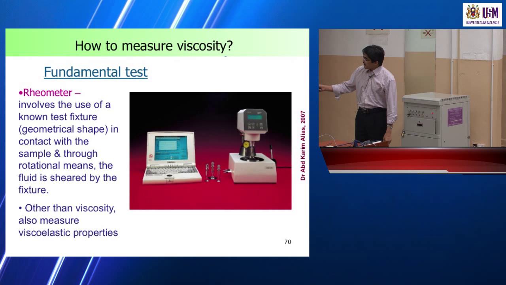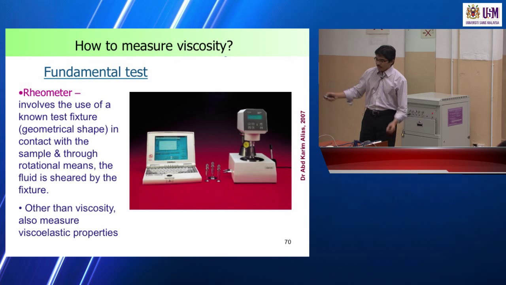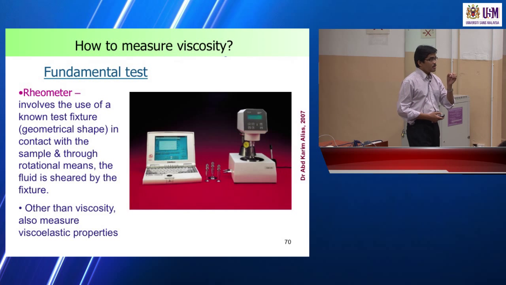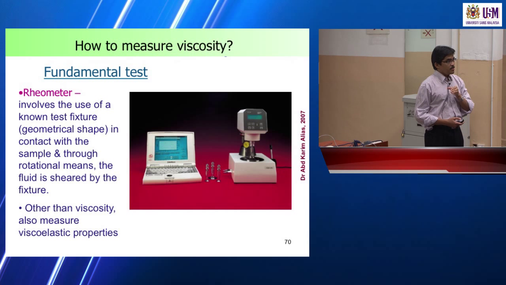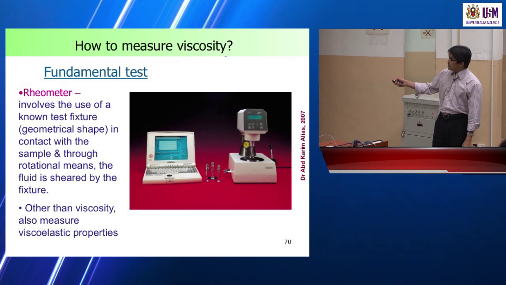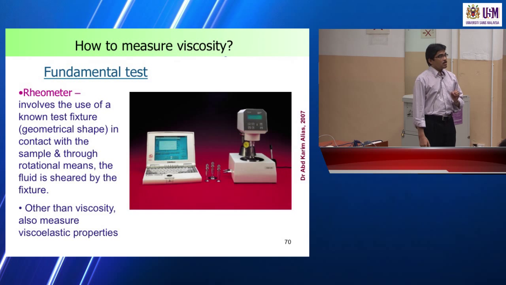So we put a sample on the platform here, and we put the geometry. Bring down the geometry to touch the sample, adjust the gap, and we can heat up the sample. So this is actually a heating mechanism. We can increase the temperature if we want to know how the viscosity changes with temperature. And we can record the data in real time on a computer. It's so simple. You can measure a viscosity of a sample in 1 minute or less.